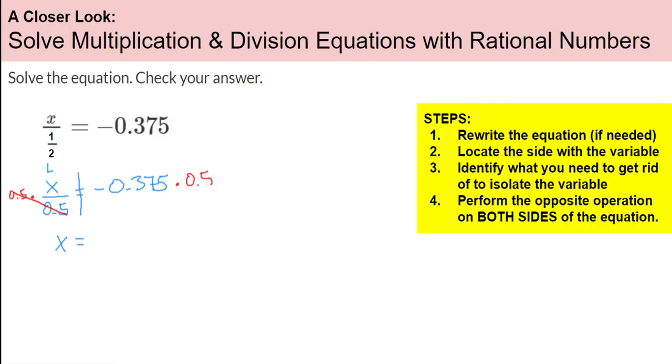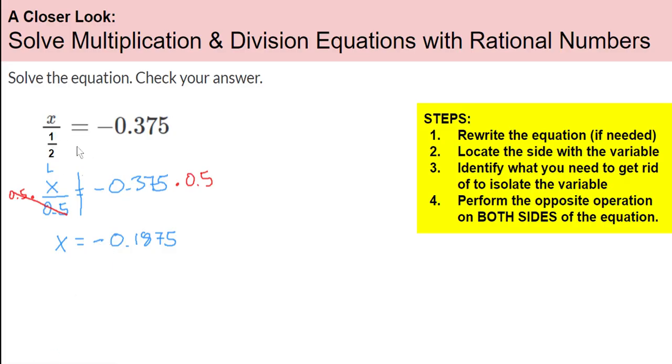So if I multiply them together, okay, I get a positive times a negative. So this is positive, this is negative. So my answer is going to be negative. And then all I need to do is 0.375 times 0.5. And then we're going to get negative 0.1875.